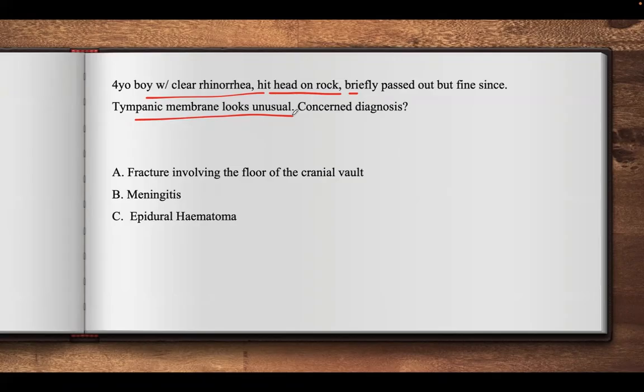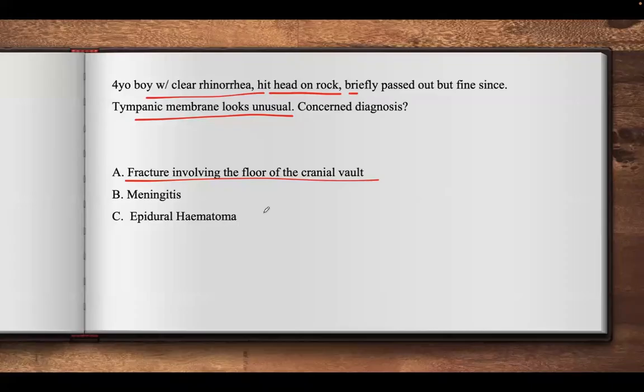So usually, if there is blood leaking there, the tympanic membrane looks bulbous and it can give you some indication about if there is some blood inside the tympanic membrane, and obviously with the battle sign, they can confirm about it. But this is a fracture involving the floor of the cranial vault. Obviously, meningitis is not an option here. Epidural hematoma, if the patient is not having the clear rhinorrhea, then we can think about the epidural hematoma or other two options. But this is for sure the floor fracture.